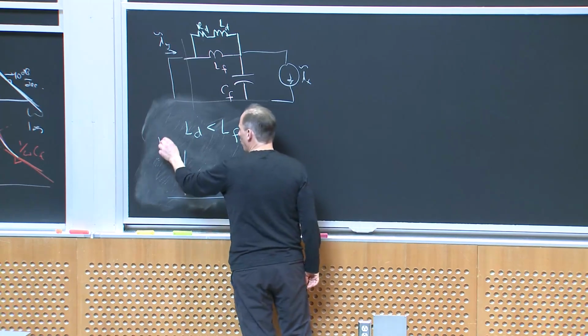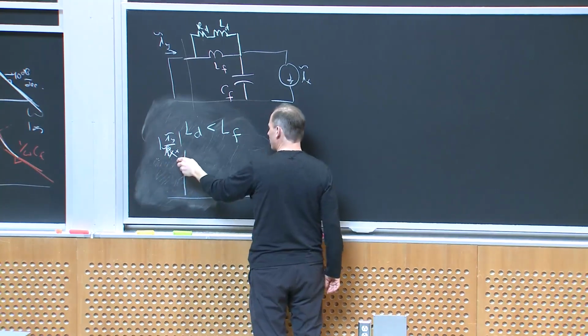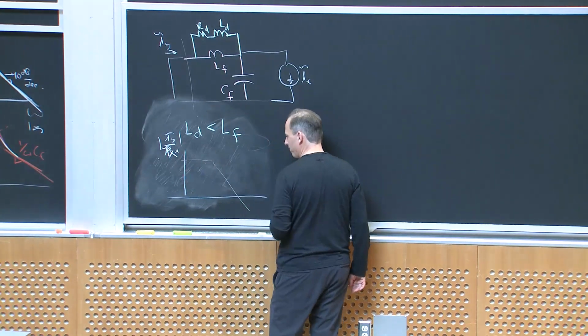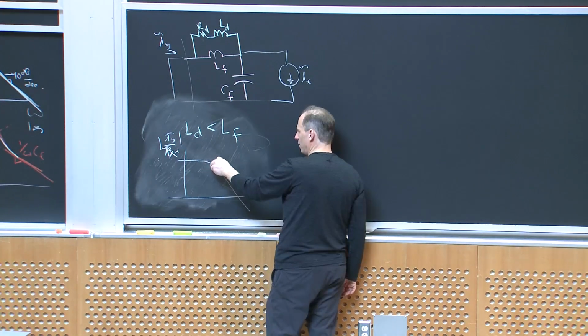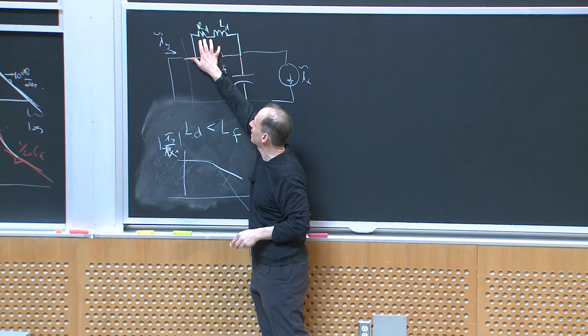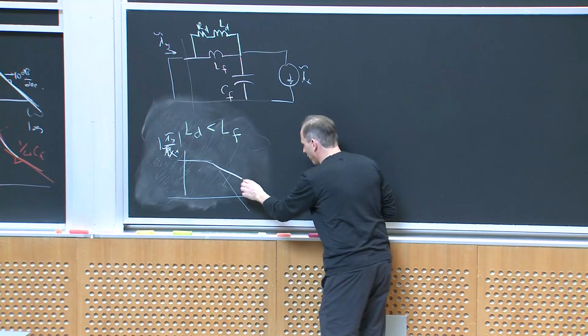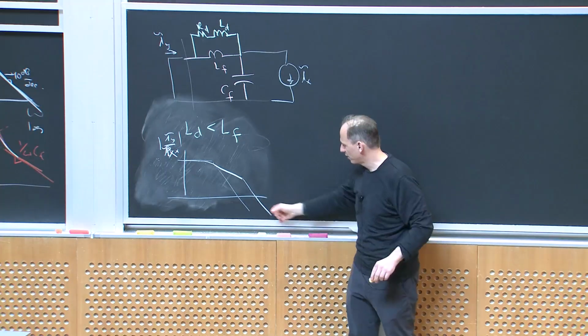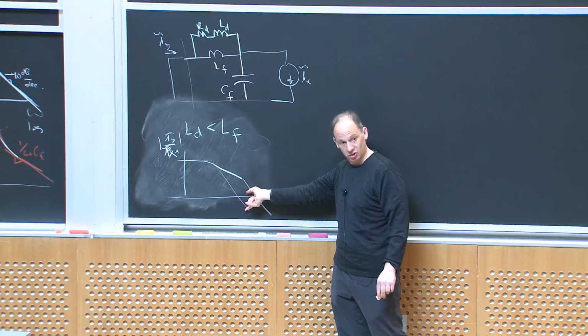Because LD is small, what will happen is, if I looked at IY over IX, instead of cutting off at minus 40 dB per decade, I'm going to cut off at minus 20 dB per decade because all I have is this damping resistor being important. And then once LD comes in, I'll start falling off, and I will eventually roll off at minus 40 dB per decade. But my roll-off's not going to be as good.